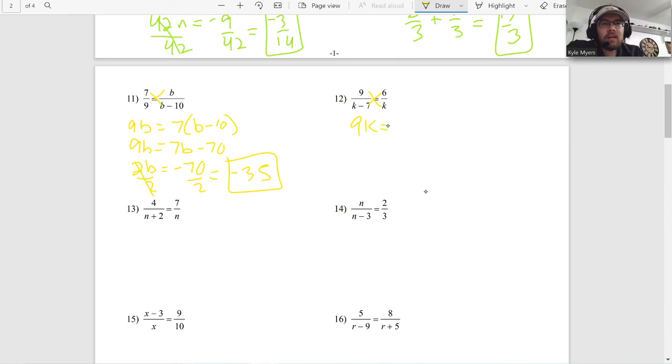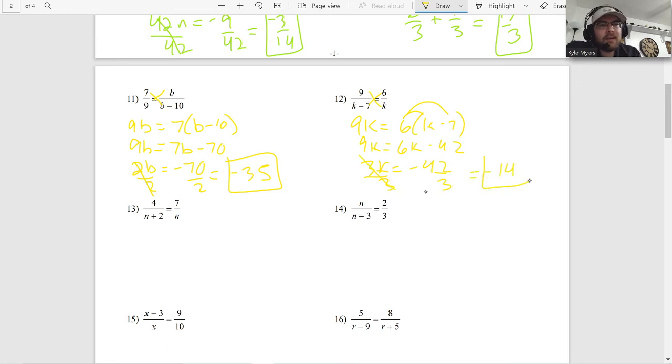So 9k equals 6 times k minus 7. Distribute the 6. 9k equals 6k minus 42. So then we subtract 6k on both sides. We get 3k. And that's going to divide evenly. That's going to be negative 14.